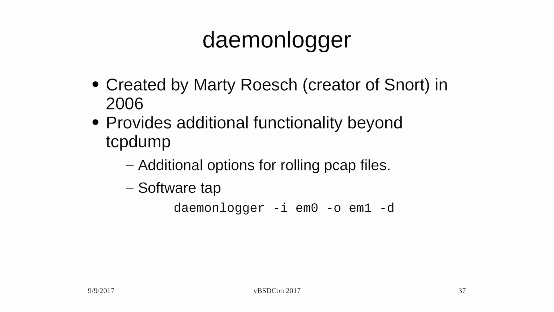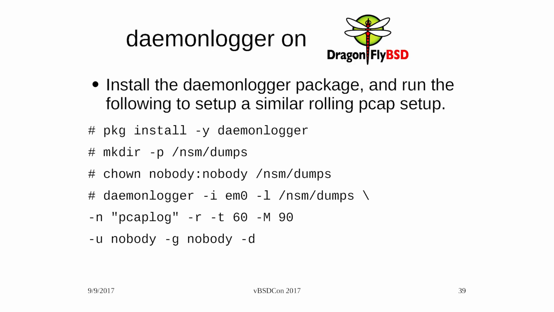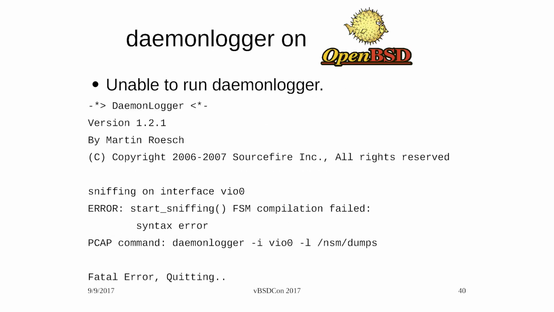So Marty Roesch wrote Daemonlogger about 2006. This was actually a better enhancement over tcpdump, plus the ability to set it up as a software tap. It has a similar structure for how you would set up an underprivileged user to do that same logging with tcpdump, but using this tool. It's a little bit better for moving and buffering, so you don't have those issues of stopping and starting the tool. Same for Dragonfly, which mirrors the same package repo.